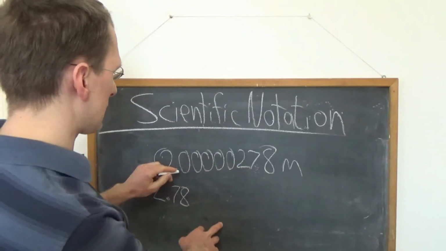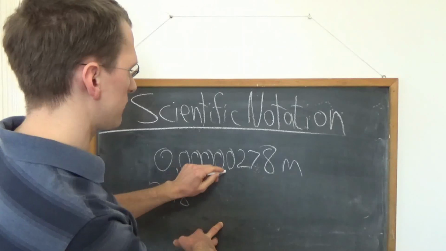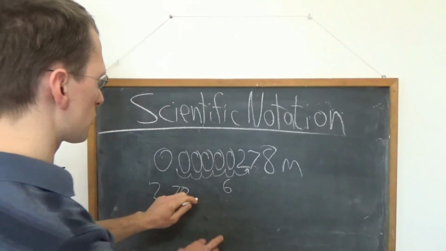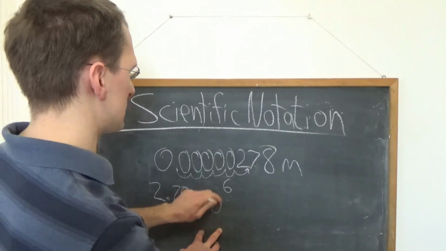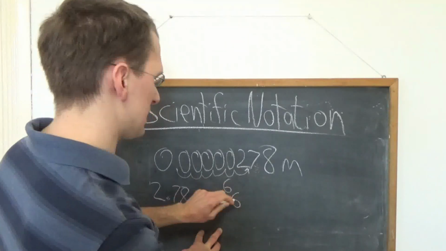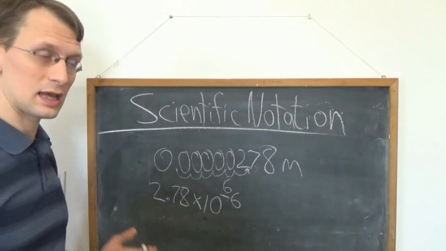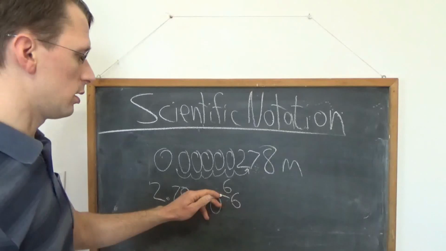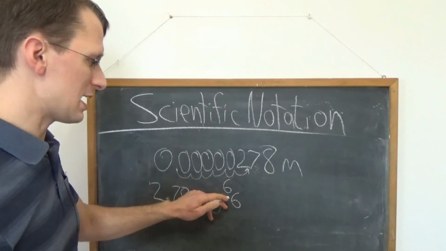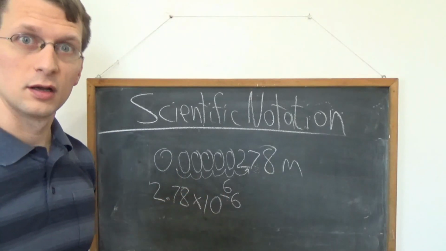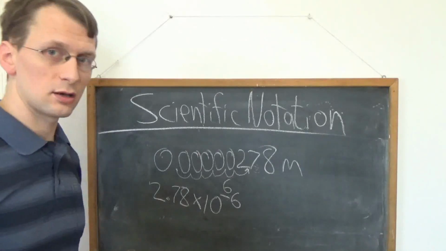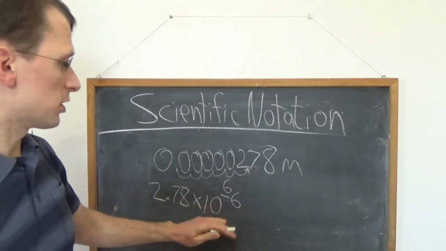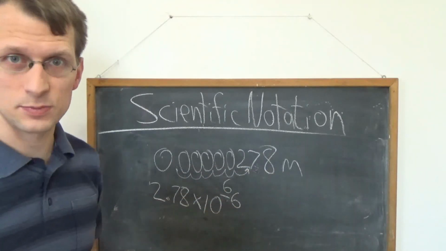And to do that, the decimal has to move 1, 2, 3, 4, 5, 6 spots. So that means we're going to do times 10 to the negative 6, because we had to move the decimal to the right 6 spots. So that'll be a negative 6 that you need to put there. Whereas with larger numbers, it'll be positive. When you're dealing with smaller numbers, you're going to have a negative in that exponent.